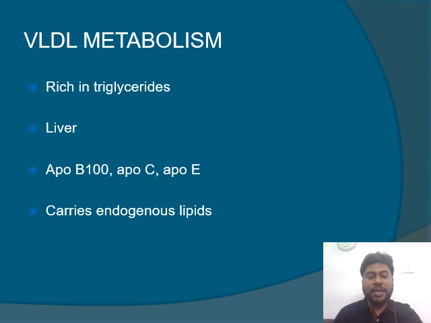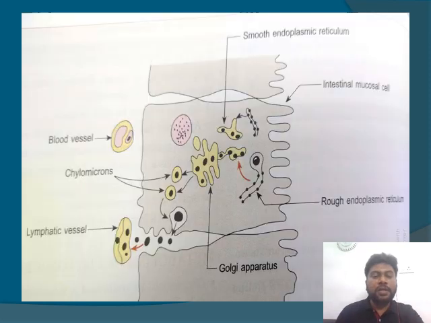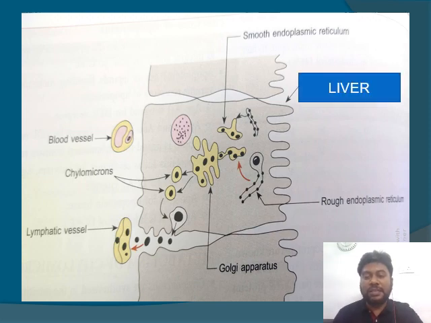Now we will see in detail how this VLDL molecule is formed and how it helps in carrying these endogenous lipids. So first, synthesis. The metabolism of VLDL is almost similar to chylomicrons except for a few differences. So what are those differences? The first difference is that chylomicrons are synthesized in intestinal mucosal cells, whereas VLDL will be synthesized within the hepatocytes. That is the first difference.